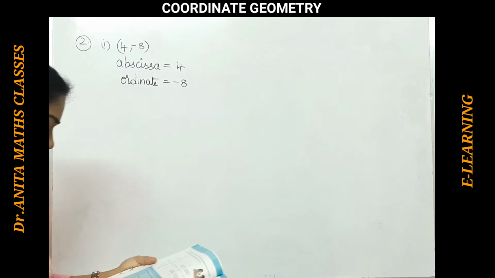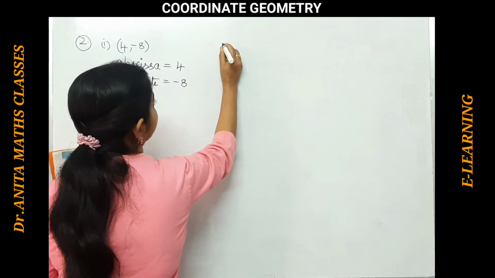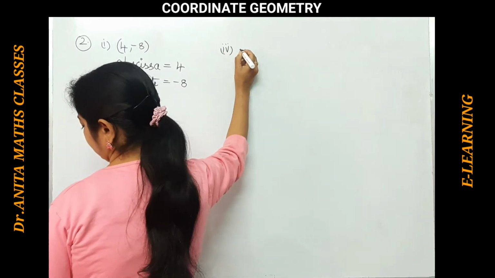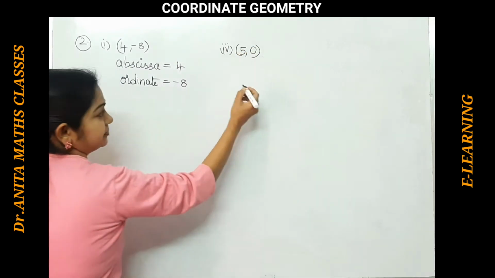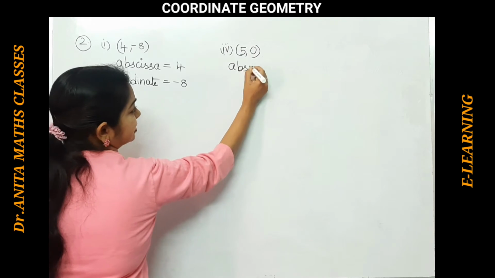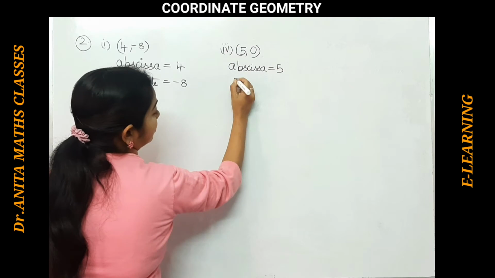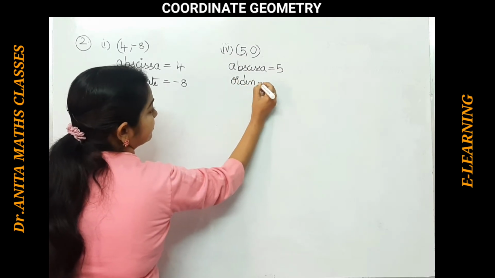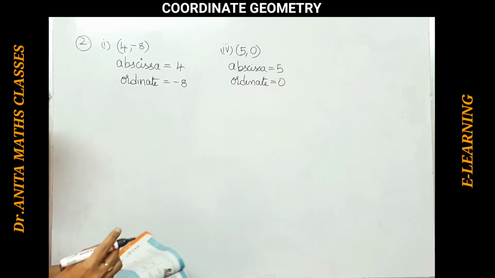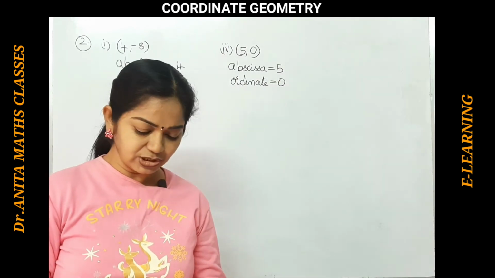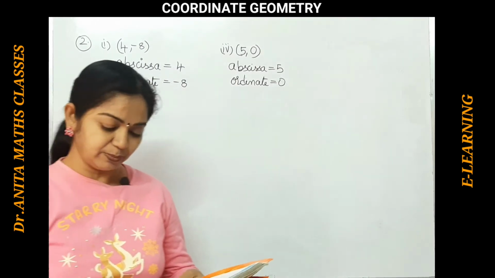Now here let me do the fourth one. You can do the others for yourself. These are simple bits. The fourth one here is 5, 0. So this is the point. Here abscissa equals 5 and ordinate is the y coordinate, so that is equal to 0. Right, so you can do the other problems. Here also mention, the plural of abscissa is abscissae, as we say for formulae. Likewise, the plural is abscissae.